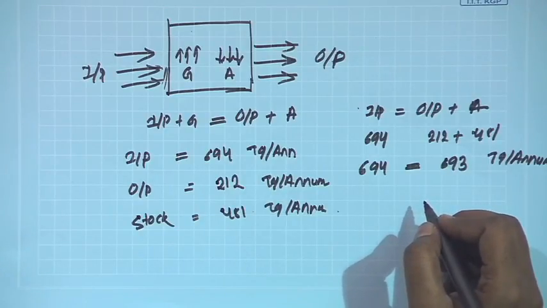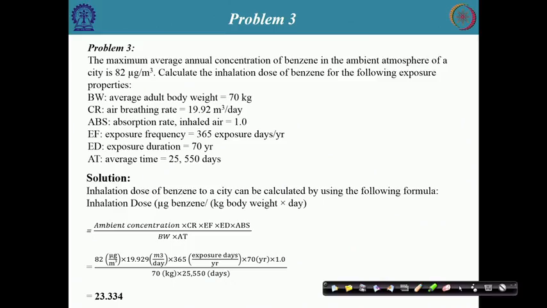Then come to problem 3. The maximum average annual concentration of benzene in the ambient atmosphere of a city is 82 microgram per meter cube. Calculate the inhalation dose of benzene for the following exposure.